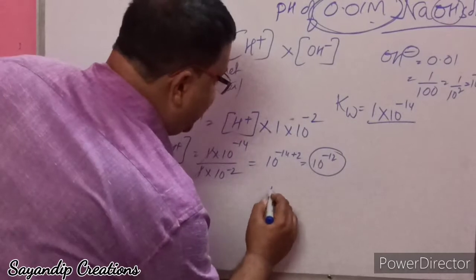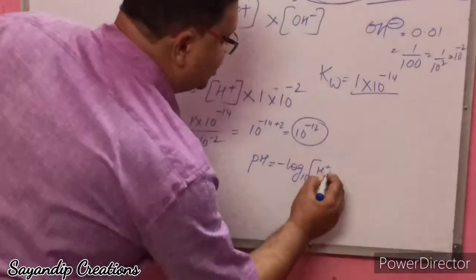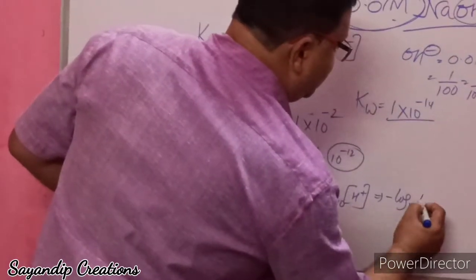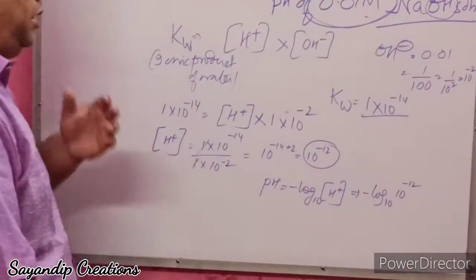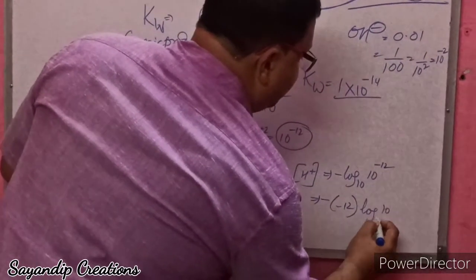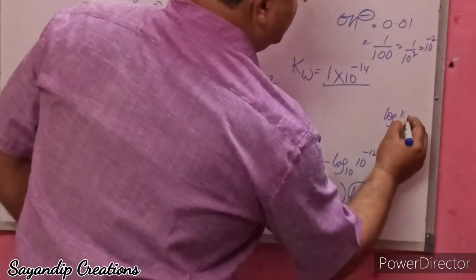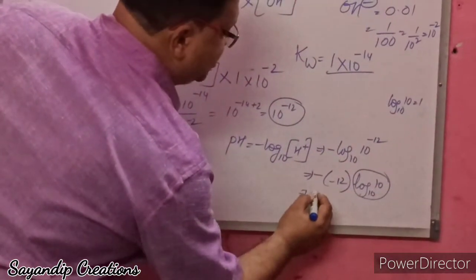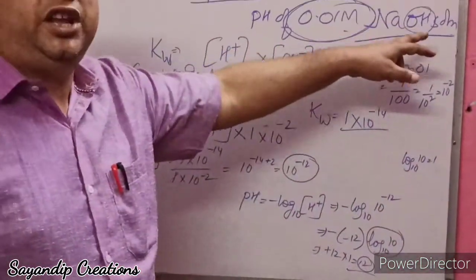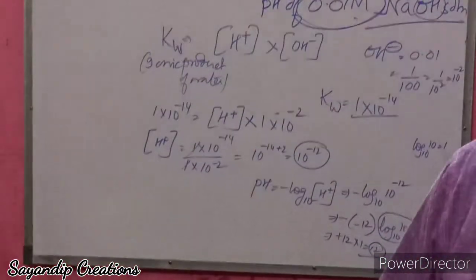Now, what will be the pH? pH is negative logarithm base 10 of hydrogen ion concentration. So this will be equal to minus log 10 to the power minus 12. Now, what is minus of minus 12? Log 10 base 10 is equal to 1. So this will be minus minus plus 12 into 1, that is 12. So the pH of the NaOH solution is 12. This is the way you have to find the pH of NaOH solution.